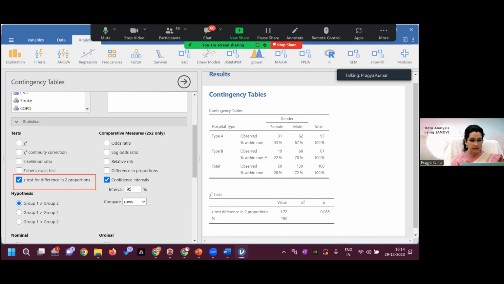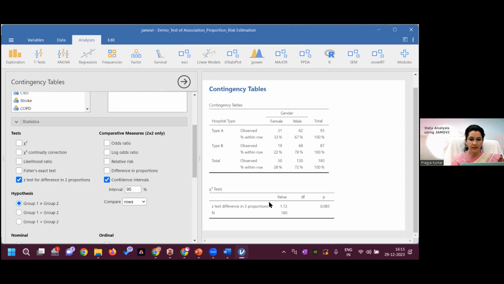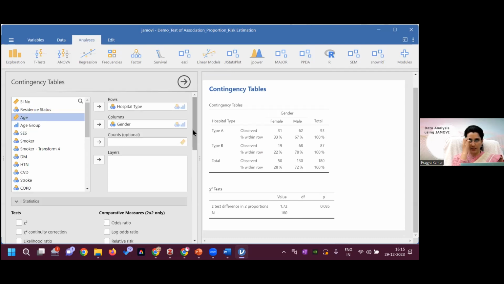I have clicked that. And then you can see that, again, it's not significant. If you see the proportion of male in type A was 67% and in type B it was 78%. Again, in female it is 33% and 22%. So it is not very significant. So the p value is again not significant. So this is how we apply and interpret the test of two proportion.